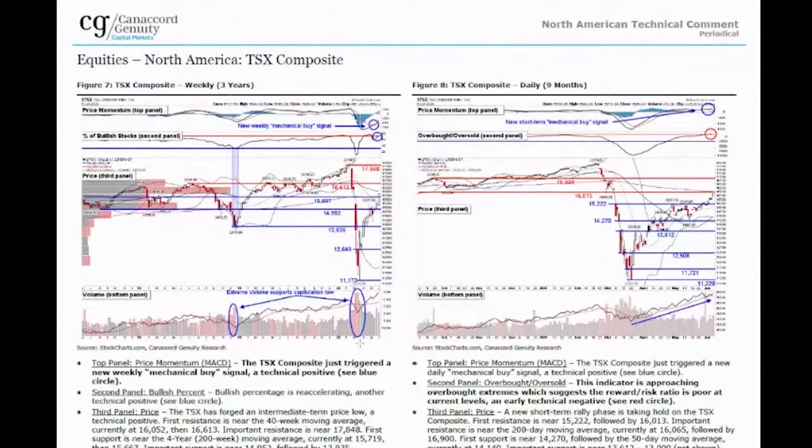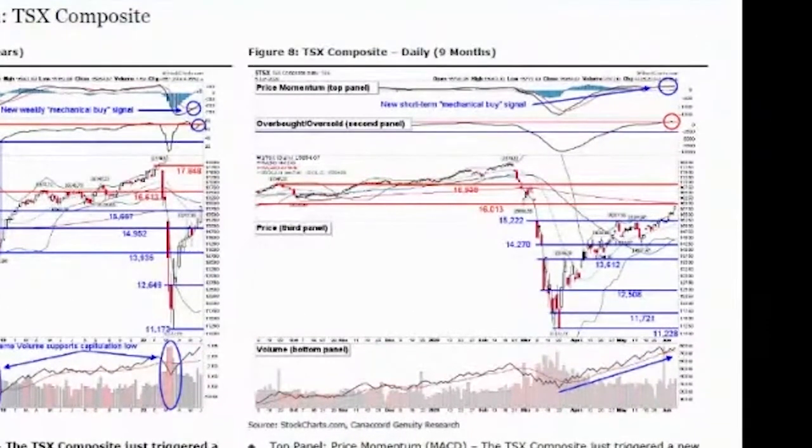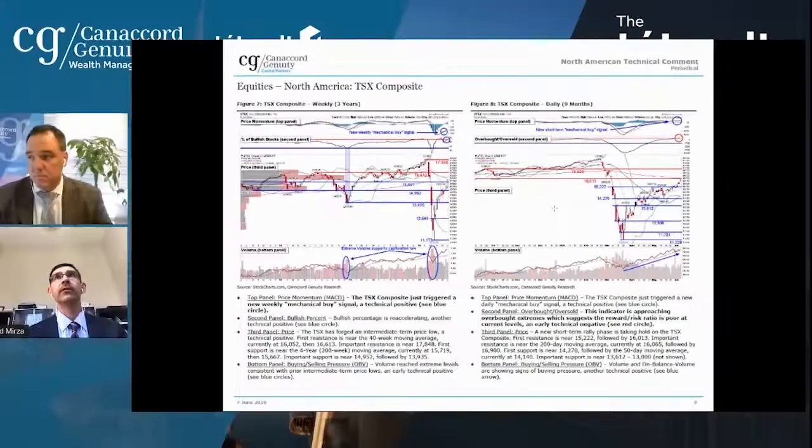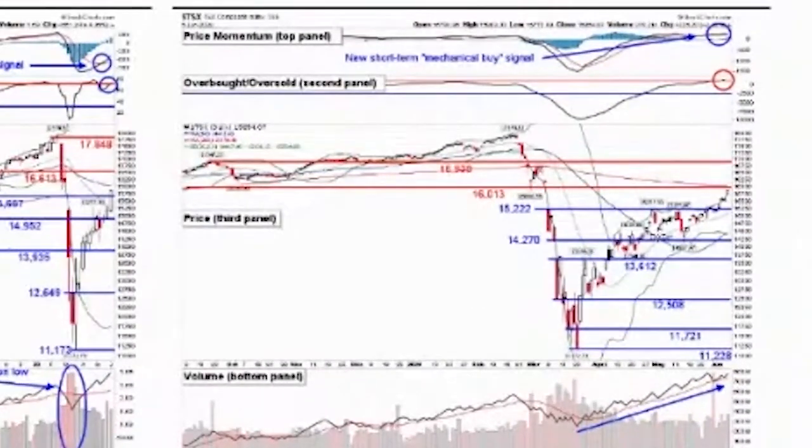And so what I would highlight here is you can see that 15,222 level. Initially it was resistance. So if you notice back in early May, we tried to break above it, but we couldn't hold above it for more than a day. And then we just came back, and then you see that 14,270 level. I don't know if you can blow that up a bit, Rob. We're exactly where your cursor is. What happened is we tested that 15,222 level, then we came back to the 14,270.